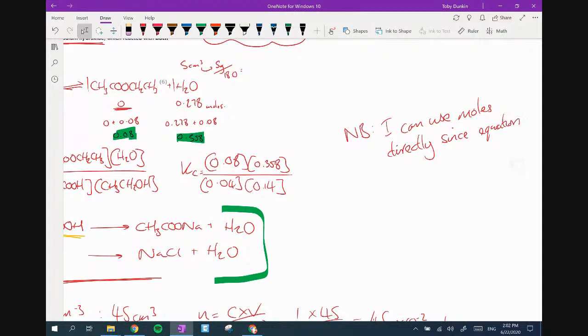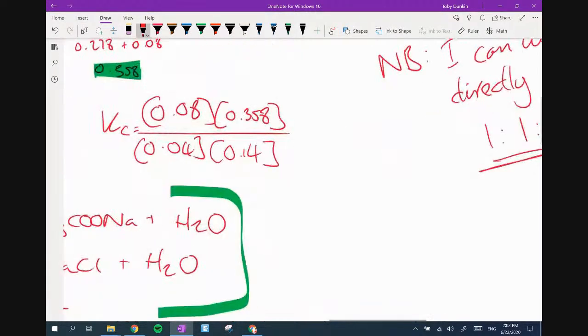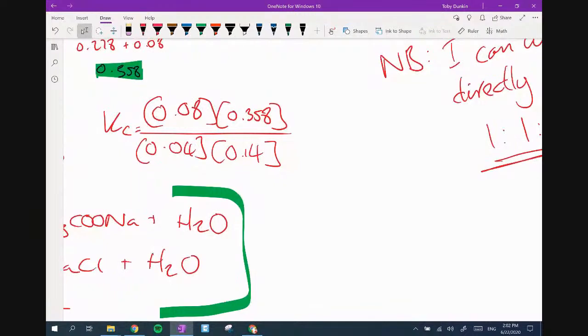Since the equation is a 1 to 1 to 1 to 1, yeah, if it was a 2 to 2 to 2, then it would be the same thing. You can only do it in that scenario. Otherwise, you need a volume.